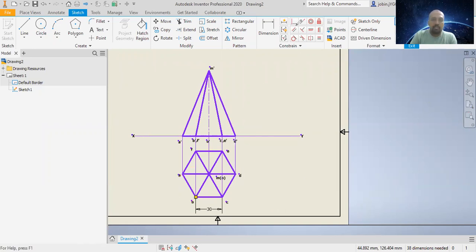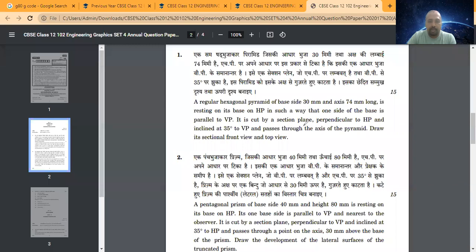Then next, we have to draw this section cutting. It is given that, okay, what is the cutting? Here you can see the cutting plane is inclined at an angle of 35 degree to the VP and passes through the axis of the pyramid. So the cutting plane passes through the axis of the pyramid and the inclination is 35 degree to the vertical plane.